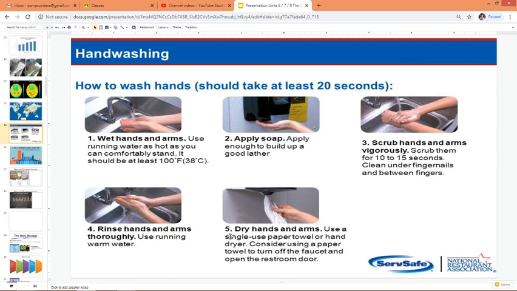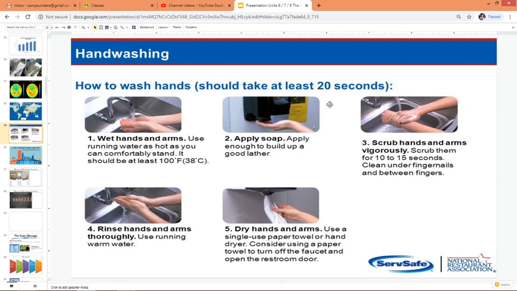Right? Here, the water should be hot or warm, right? It should be pretty warm. Right? You need soap. You need to scrub for 10 to 15 seconds. Use running warm water, right? And then dry your hands. The thing that stands out to me, the most important thing to me looking at this picture is that it should take at least 20 seconds to properly wash your hands.